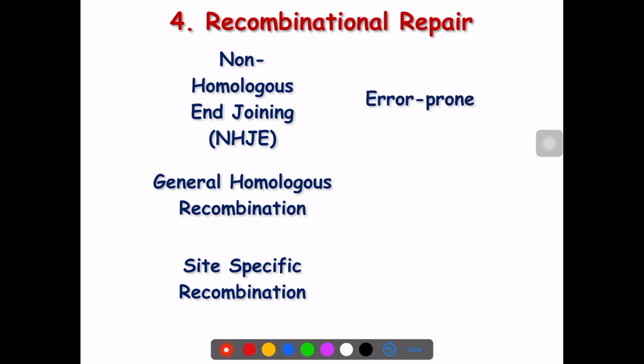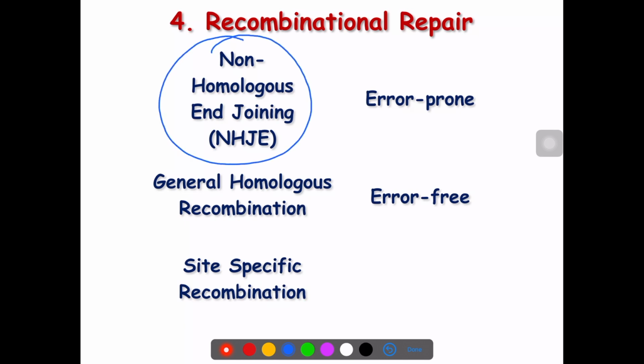Well, we need to fix it, and there are different ways to fix it. One of them is by using a mechanism known as non-homologous end joining, or NHEJ. Non-homologous end joining simply involves taking those ends that had been produced and trying to just reconnect them together.